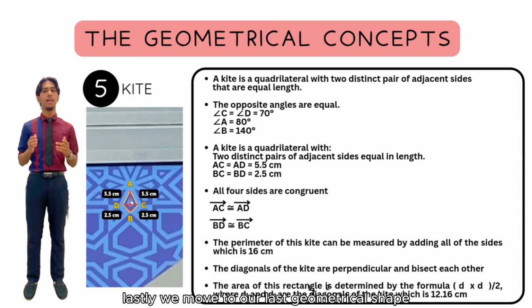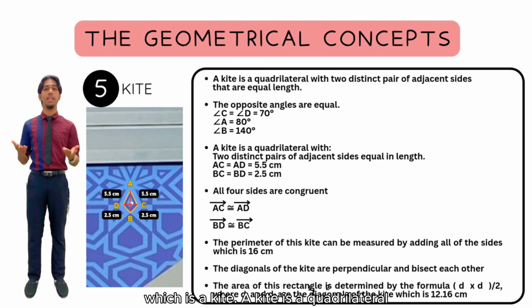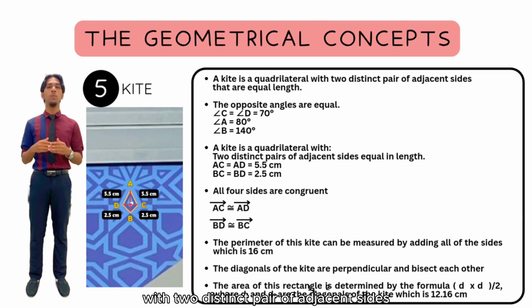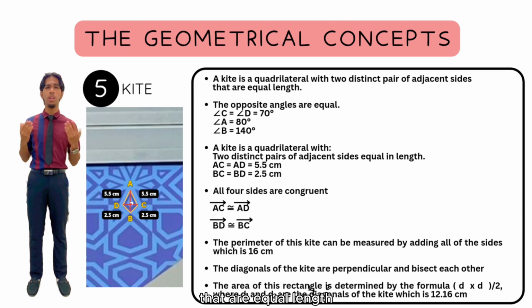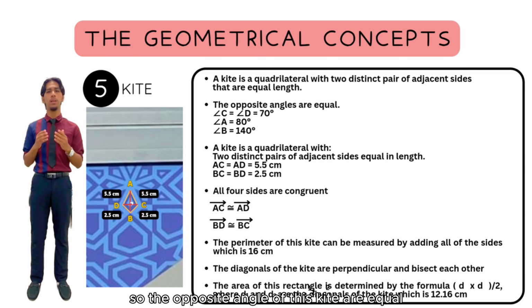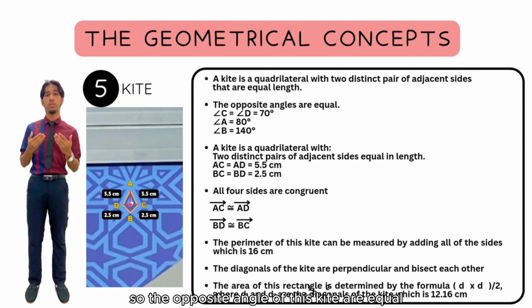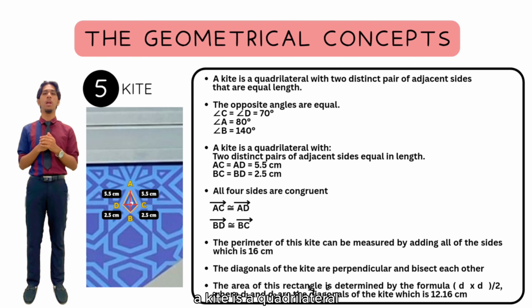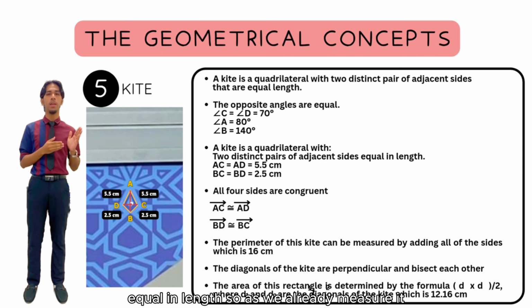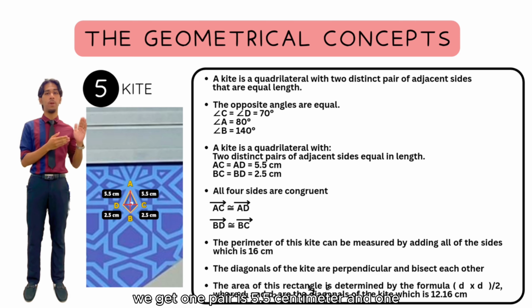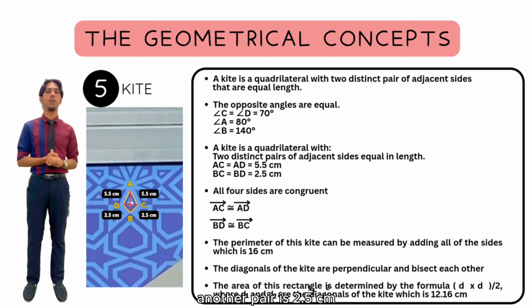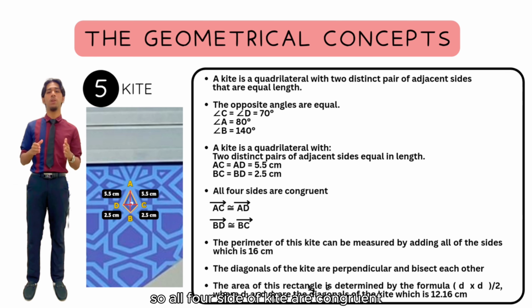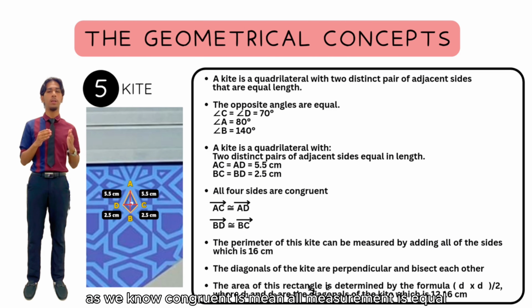Lastly, we move to our last geometrical shape, which is a kite. A kite is a quadrilateral with 2 distinct pairs of adjacent sides that are equal in length. So the opposite angles of this kite are equal. As we already measured, one pair is 5.5 centimeters and the other pair is 2.5 centimeters. As we know, congruence means all measurements are equal.